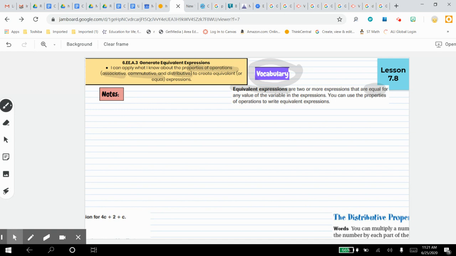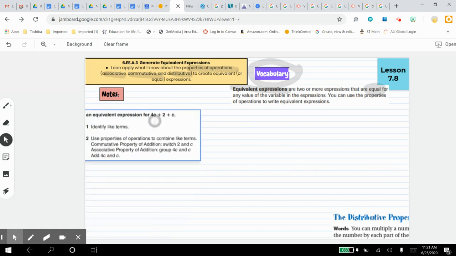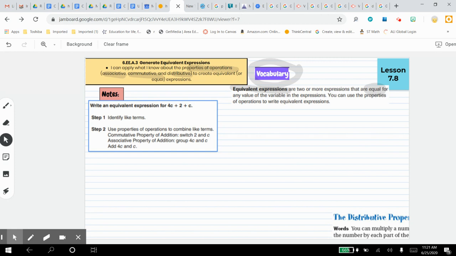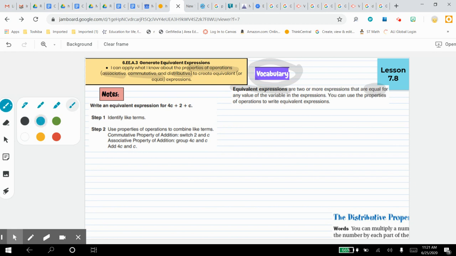All right, so let's start off today with something easy. We're going to use the commutative and the associative property first. Let's take this expression right here. We're going to write the equivalent expression for 4c plus 2 plus c. Remember, when you have just a variable, it's like putting a 1 in front of it.